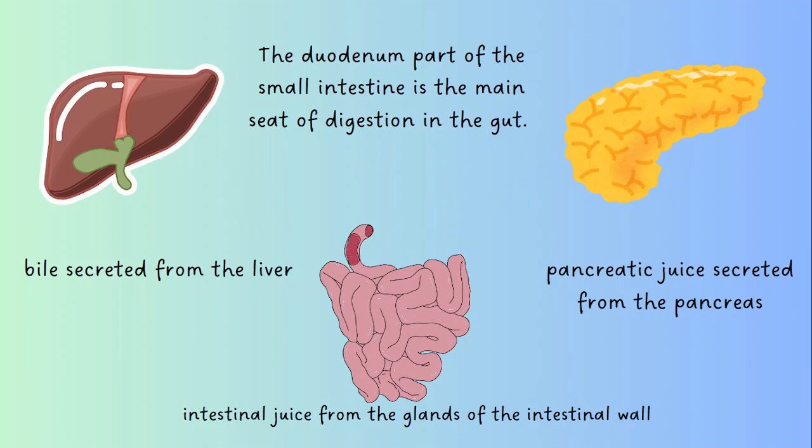The duodenum is the main seat of digestion in the gut. Here the bile secreted from the liver and pancreatic juice secreted from the pancreas go to the duodenum through the hepatopancreatic duct. Bile breaks down fat into smaller particles, which is called emulsification of fat.